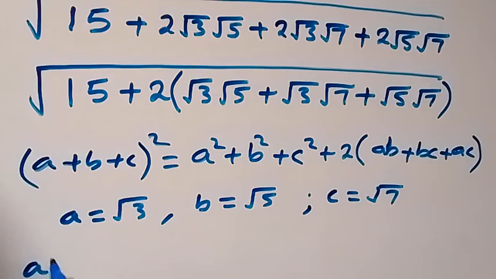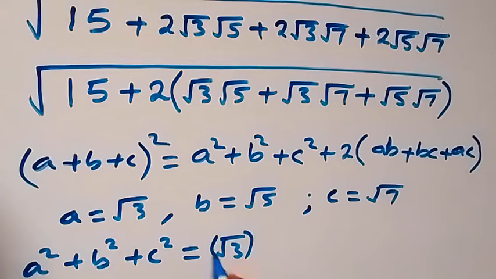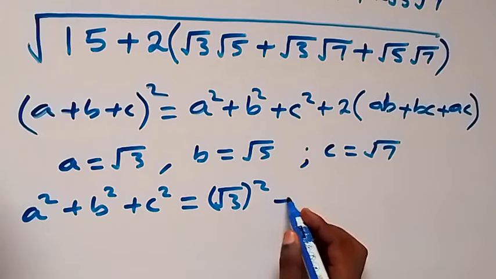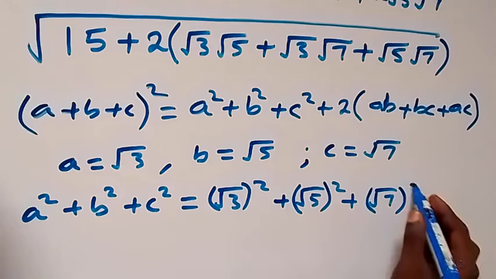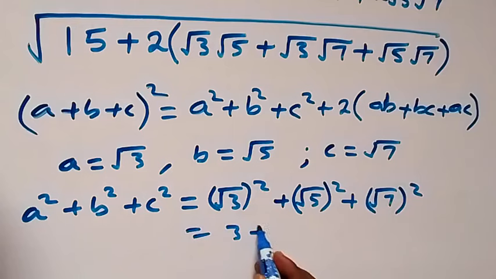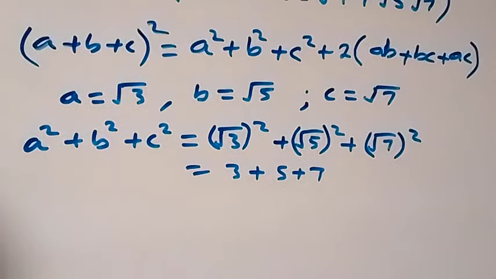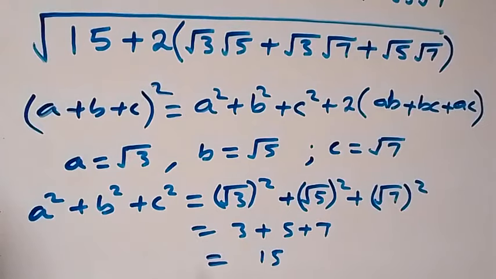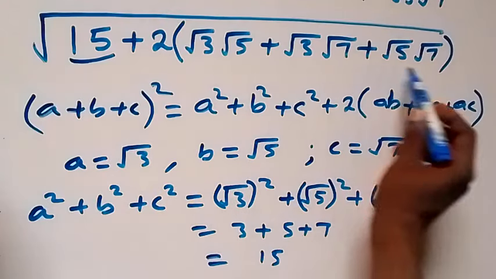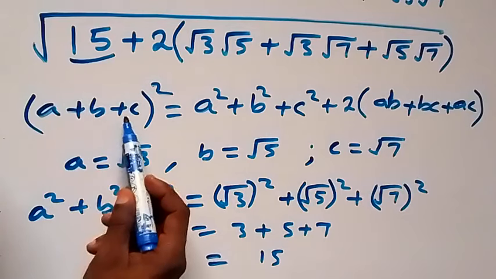then we can say that a square plus b square plus c square from here is equal to root 3 square plus root 5 square, then plus root 7 square. Then from here, since square will cancel square root, this is just 3 plus 5 plus 7, which will give us 15. So this simply means that a square plus b square plus c square is the same thing as 15. That is, instead of writing 15 here, we can simply write root 3 square plus root 5 square plus root 7 square. Then everything we have inside here, we can write shortly as a plus b plus c square.